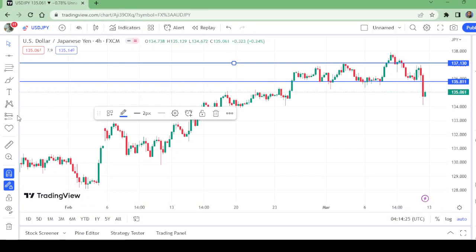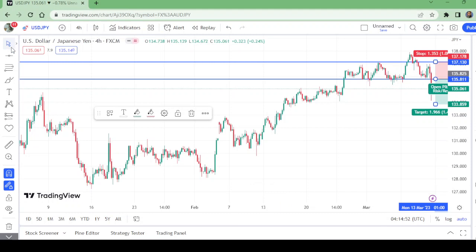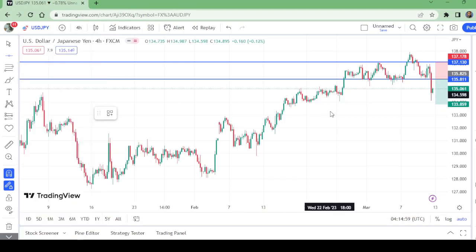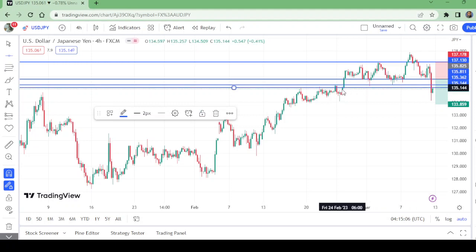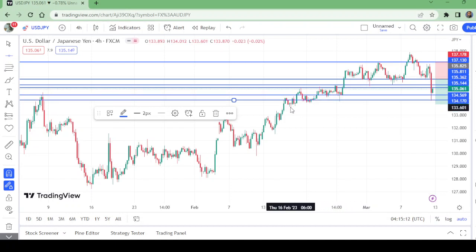So now let me put the short position here also. Short position to this level and stop loss above this wick. And for take profit options, let me put the horizontal line for take profits. If the entry is here, then this is also the take profit. This is the take profit option. This is the take profit option.